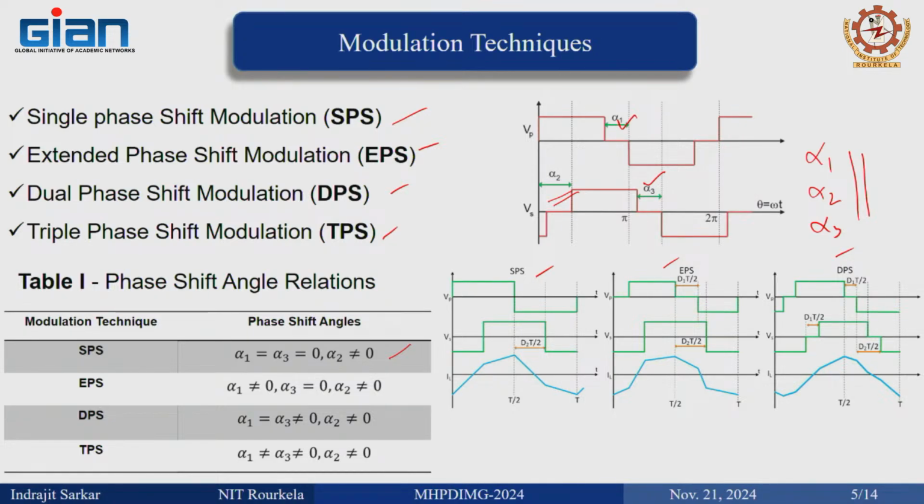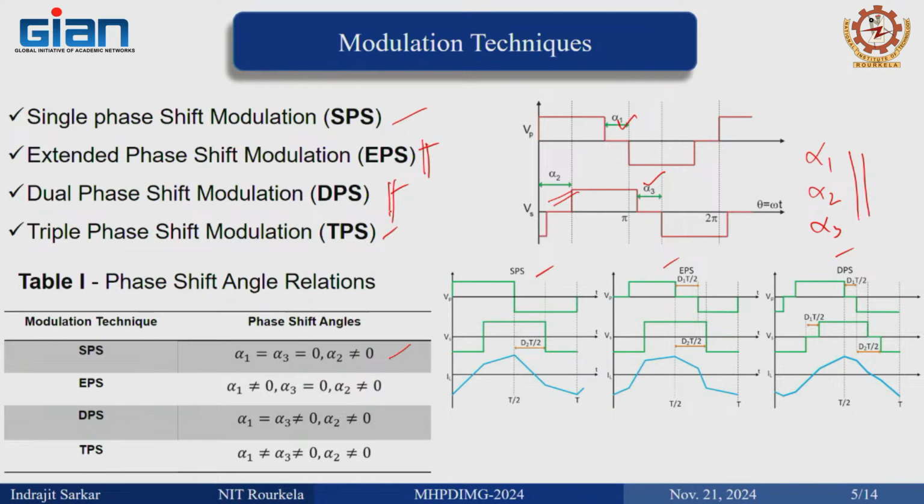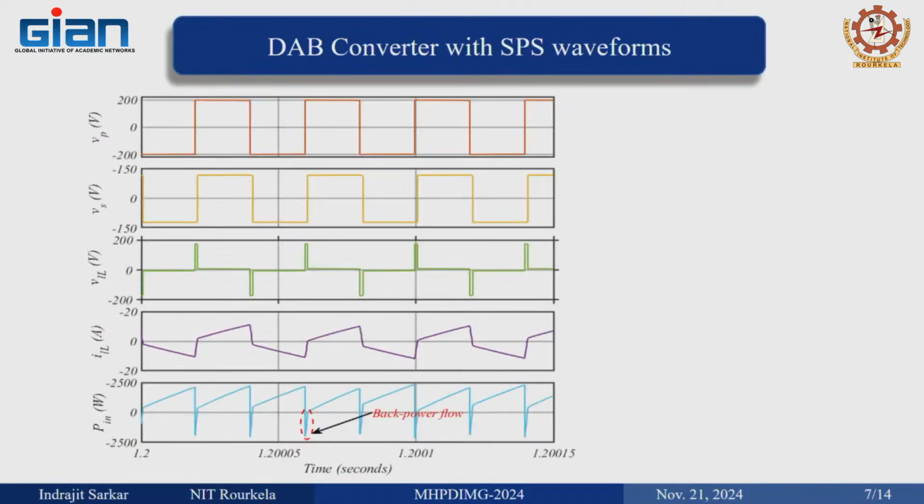back power flow that I talked about. You can see whether the back power flow is there or not in SPS, and also how this back power flow can be minimized in EPS. In DPS you can see whether we can achieve this constant voltage charging or not, and then TPS, where the internal delay angles are not the same, and there is an external phase angle as well.